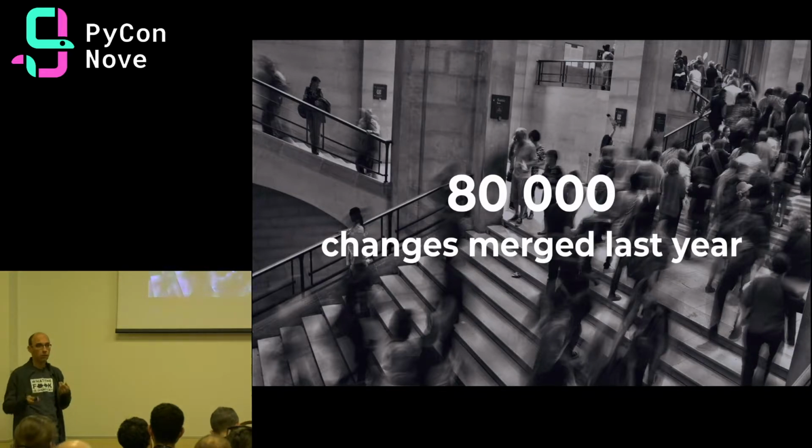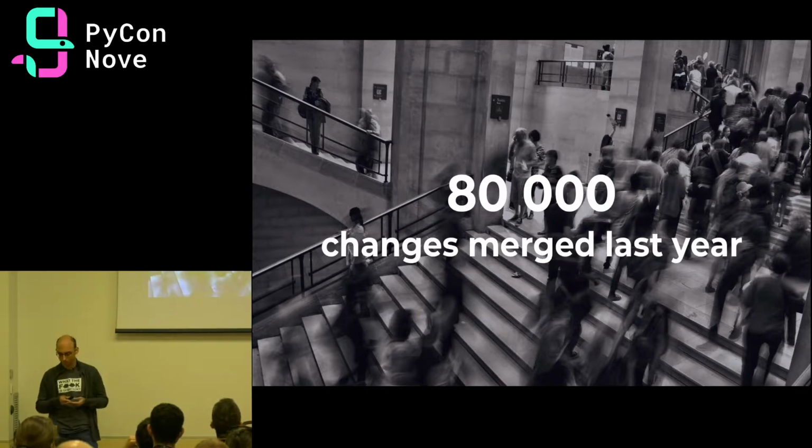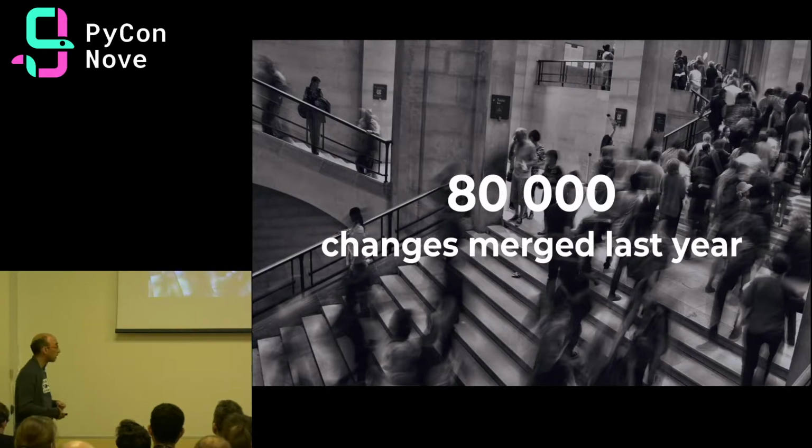You might not be able to relate to that number because it's a bit abstract. So to give you comparison points, the Linux kernel, which is admittedly the largest and most active open source project ever, merged 71,000 commits over the past year. So OpenStack in aggregate is actually more active and larger than the Linux kernel itself.